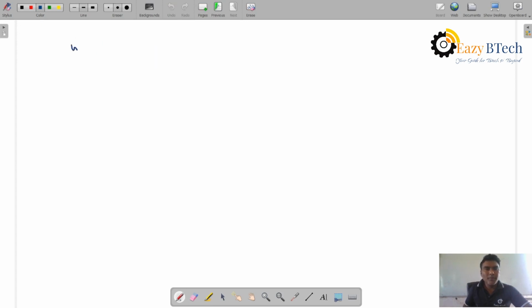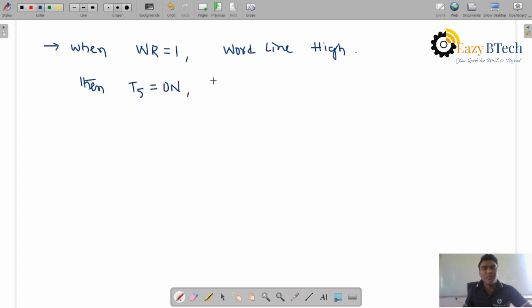Now when write operation is equal to 1, when we write into the memory cell, word line high, word line selection, then what happens? T5 is on. T5 is a bit transistor, and T6 is also on, this is a bit complemented. Okay, then what happens here?